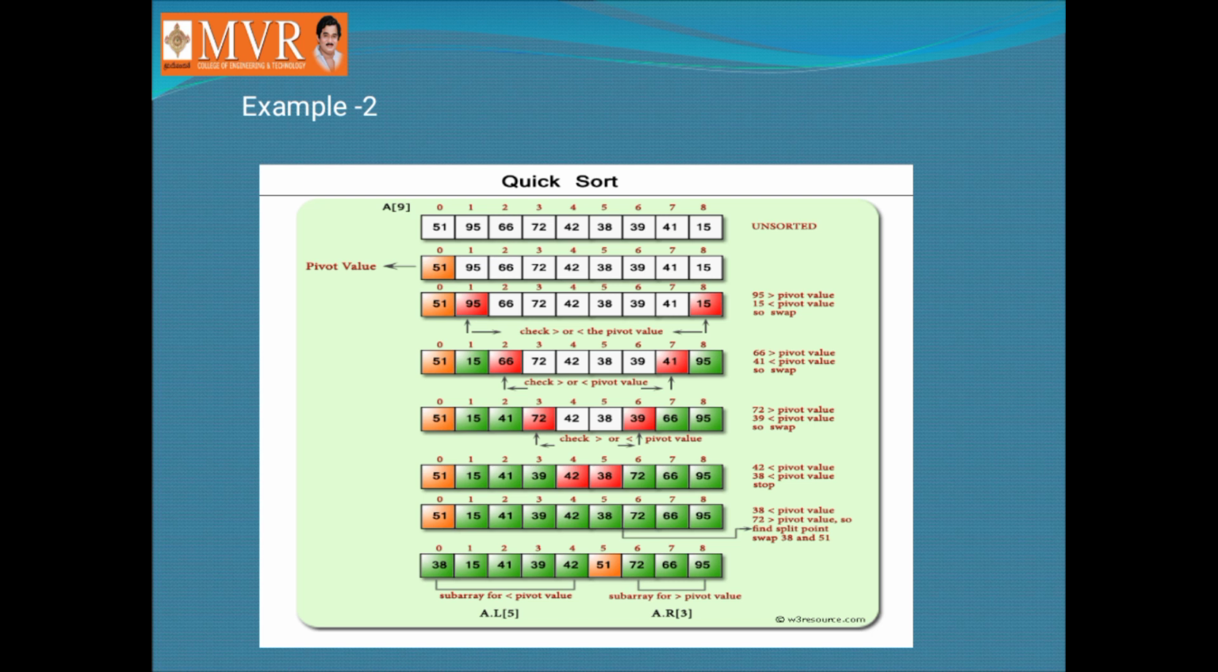Partition in such a way that the pivot element comes in the middle and the elements before the pivot element are smaller than it and elements after it are bigger. Like that, you compare the elements. Here 51 is my pivot element. I compare it with 15, then with 95, then with 45, then with 66. Like that, I go on comparing with all elements in the array.